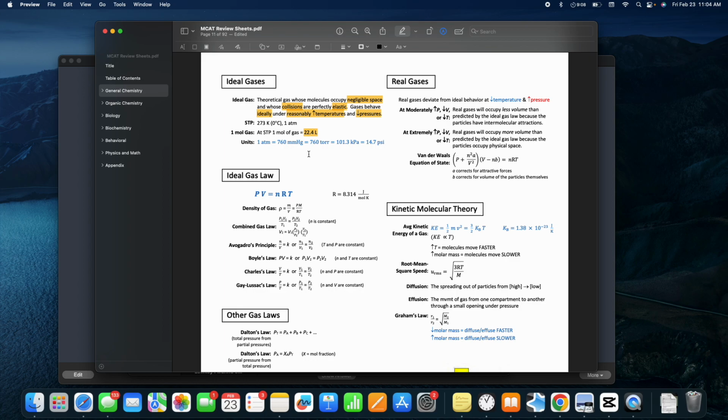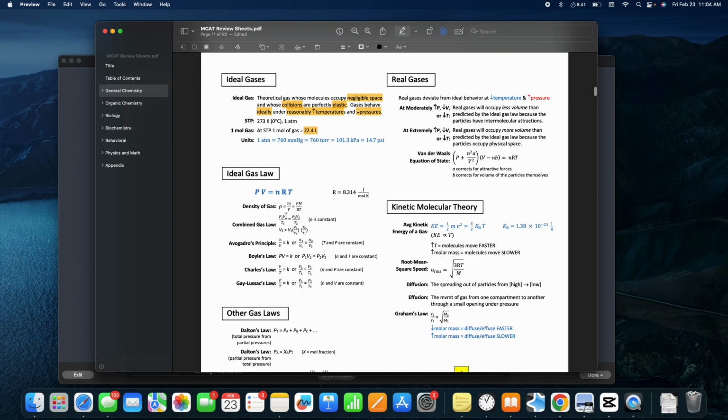Then we have the ideal gas law, which is PV equals nRT. P being the pressure, V being the volume, R being the constant, 8.314 joules per mole Kelvin, and T would be temperature in Kelvin. Be careful, in Kelvin, not in Celsius.